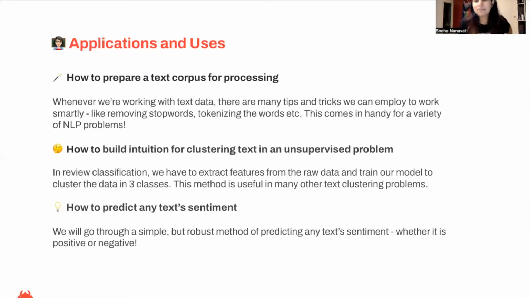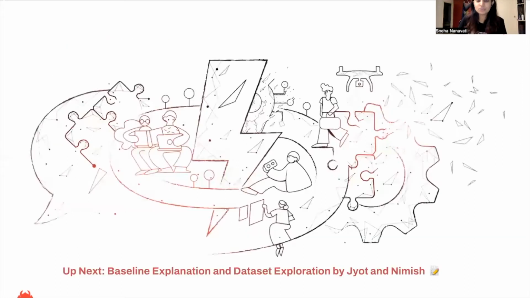So what are some of the applications and uses for this problem? By solving this problem, you'll learn how to prepare a text corpus for processing. You will also learn how to build intuition for clustering text in an unsupervised problem. And you can predict text sentiments. Now, this is not applicable only for the input from this puzzle, but you can use these techniques for input text for any of the puzzles. These are standard natural language processing techniques and methods, and you'll be taking them forward for any other challenge that you choose to work for.